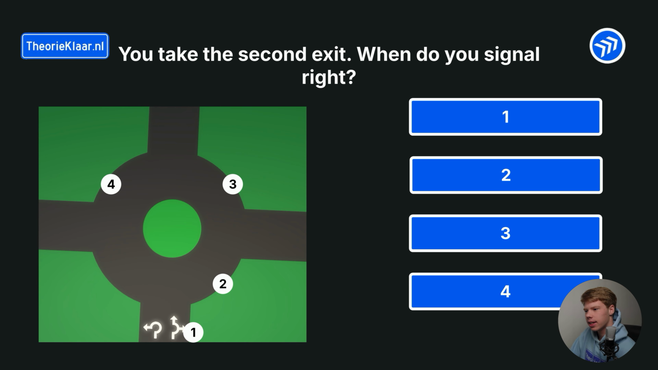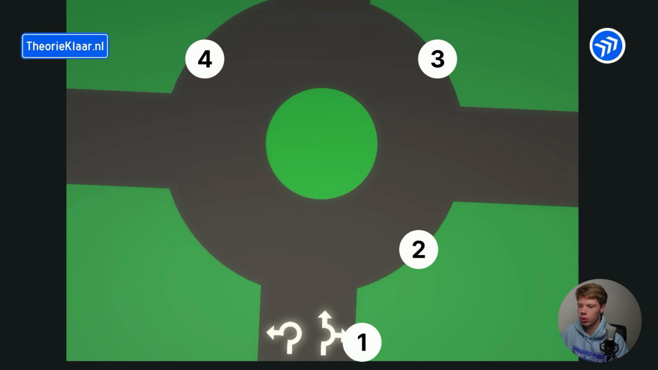You take the second exit. When do you signal to the right? Is that at place 1, 2, 3 or 4? Here the right answer is 3. Because if you signal on 1 or 2, they will think you will take the first exit.